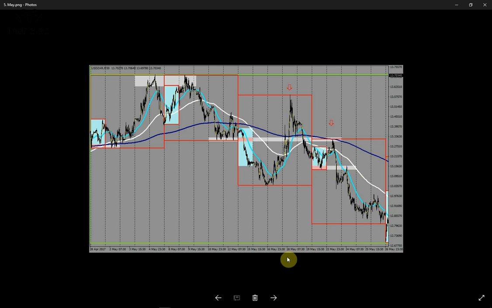1, 2, 3, 4, 5 days. It's not something that is impossible. You just need to know. You just need to have the conviction and the courage to take a position when you see it. Let's move further.